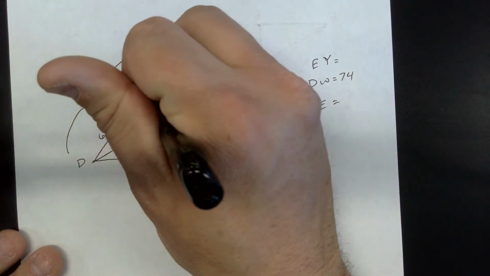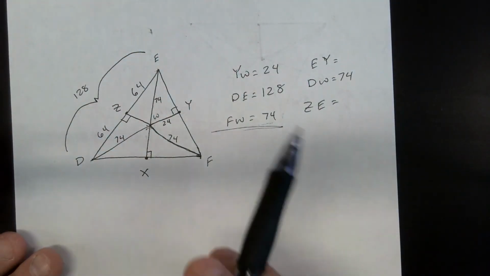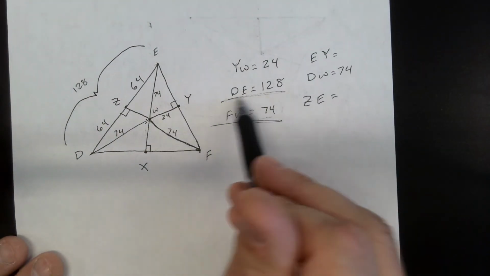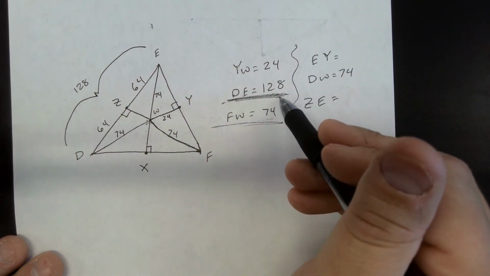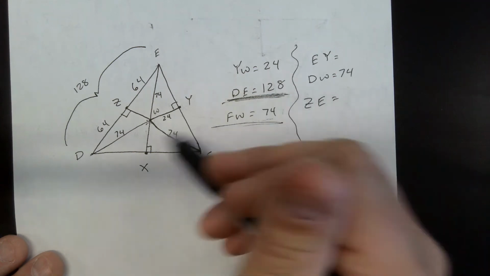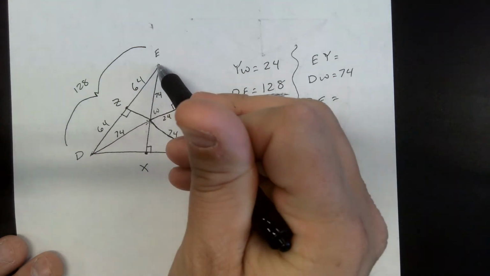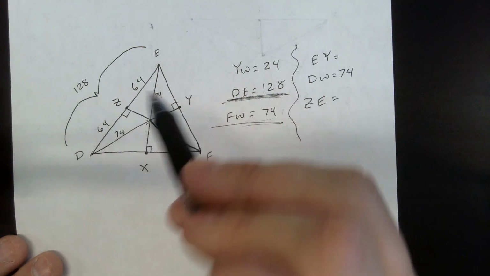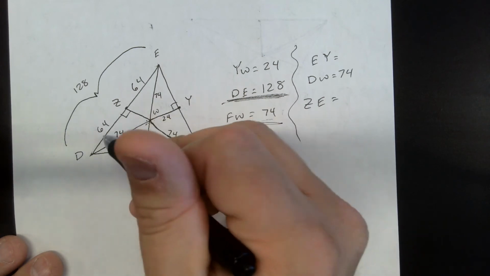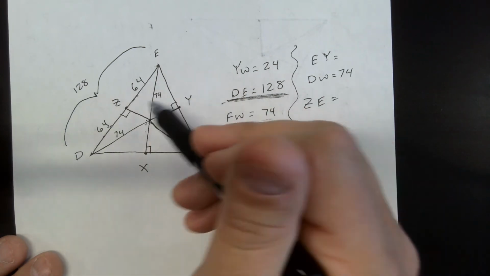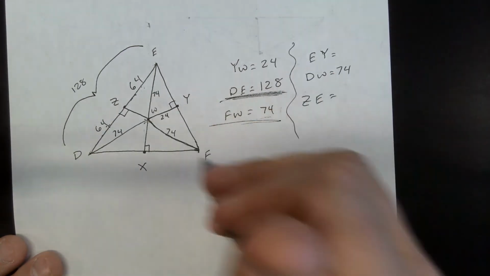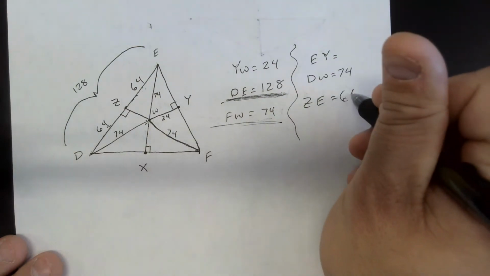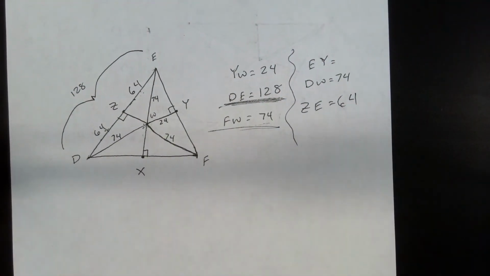Okay, how do you know that though? So they tell us, look over here. They tell us that DE is 128. They tell us this entire line right here is 128. If we know that that's 128, and we know that this line is bisected, so we can divide it by 2 to figure out what each side length is. So we know that ZE is 64. Now what's EY?